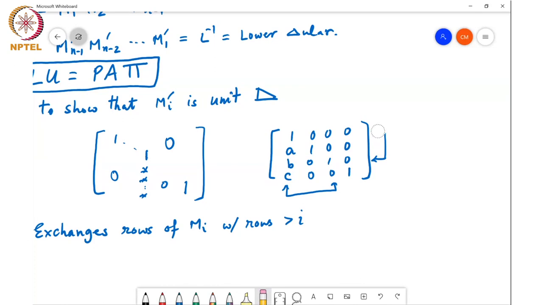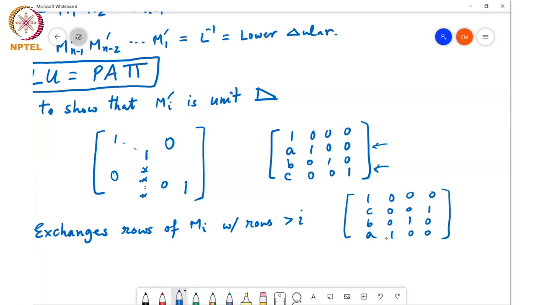Anyway, let's see. So the exchange is going to be among rows of MI with indices greater than I. So this part is not going to get touched. It's going to be a pair of rows and columns among these. So if I take, let's say, these two rows and I exchange them, then let's see what I get. I'll get a matrix 1, 0, 0, 0, C, 0, 0, 1, and then B, 0, 1, 0, and A, 1, 0, 0. And now I have to exchange the same columns because it's PI plus 1, MI, PI plus 1.